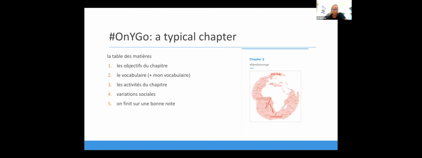So a typical chapter in ONIGO is built as such. So we always have une table des matières.